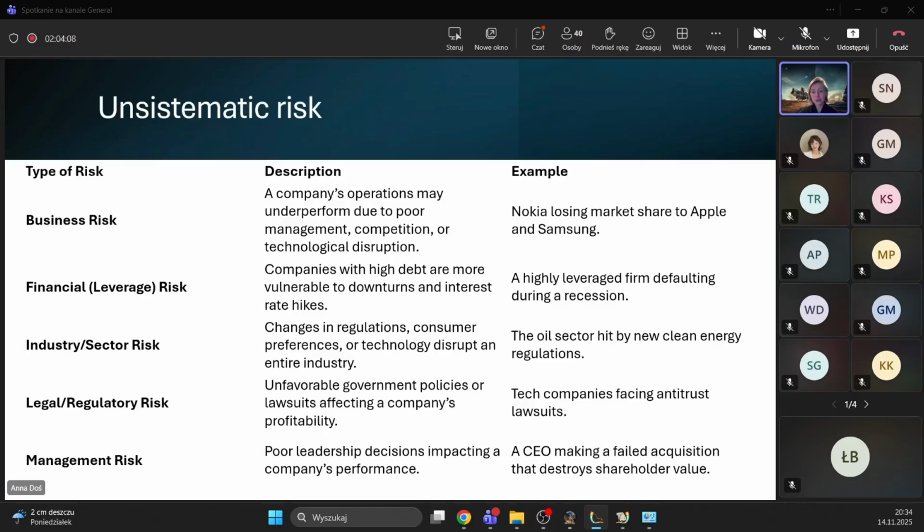Then regulatory risk can be targeted also to companies. Companies sometimes need licenses. Companies sometimes need permissions from the government, from local governments. If these permissions are not granted, for example, to build something, the company suffers losses. And finally, management risk is also particular to the company.